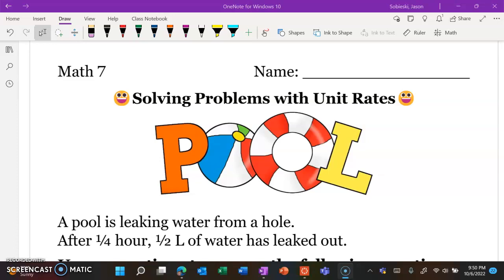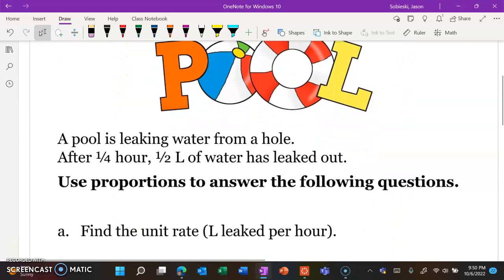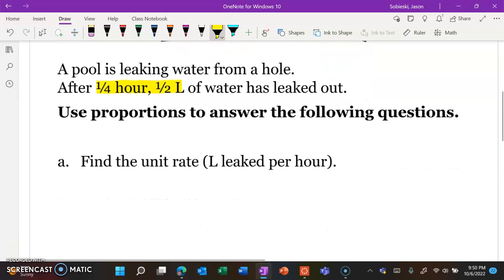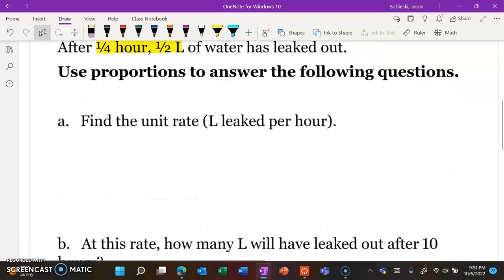Hey everybody, in this video we are going to look at an example of how we can use unit rates with fractions in order to solve problems. So let's say that we have a pool that is leaking water from a hole. They tell us after 1/4 of an hour, 1/2 a liter of water has leaked out. And they want us to use proportions, just like we've been learning, to answer the following three questions.